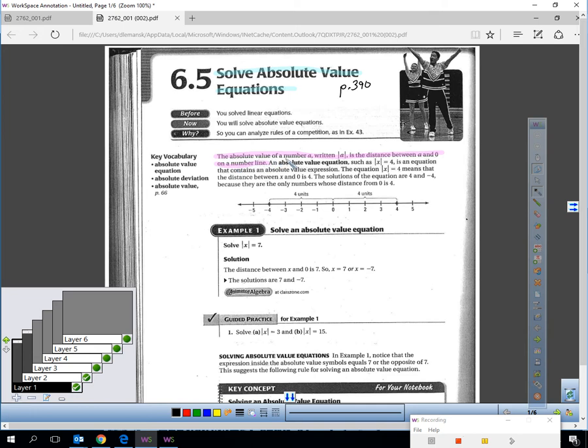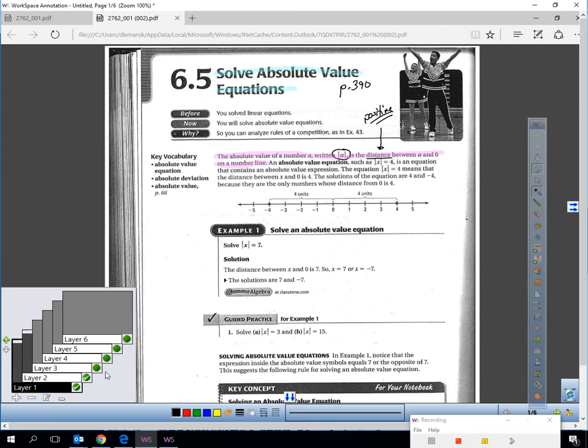The absolute value of a number A, written in this form, that symbolism, means the absolute value of a number A. And this is asking you the distance between A and 0 on a number line. I'm going to underline distance because remember, distance is always a positive amount. And that's going to be important later on in the video.